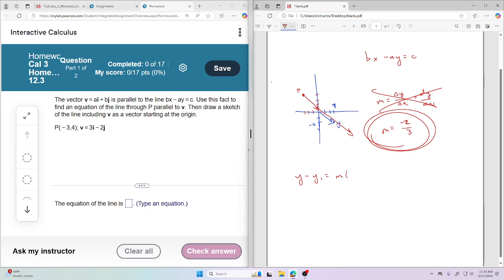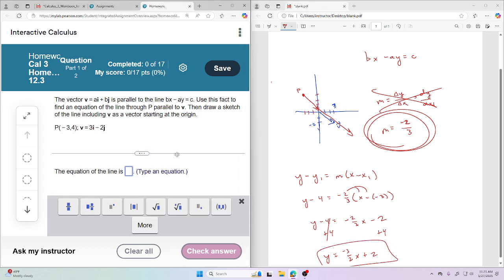y minus y1 equals m times x minus x1. This is just algebra stuff, right? So my y1 is a 4, m is -2/3, x minus the -3. That's a plus. I'm going to distribute. So that's a +3. The 3's cancel, but that's a negative right there, so I think it's going to be a -2 in the end. Add 4 to both sides. Now, there. That's my line equation.